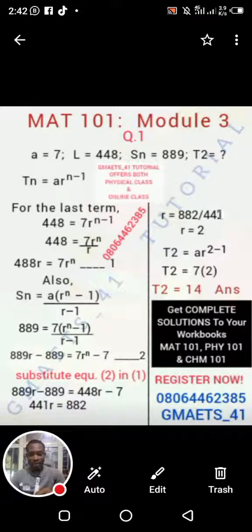So you have the first term, which is equal to 7. You have the last term, which is 448. And the sum of the first n terms was given to be 889. The examiner requires that you obtain the second term of the GP. So you can see the work being done.